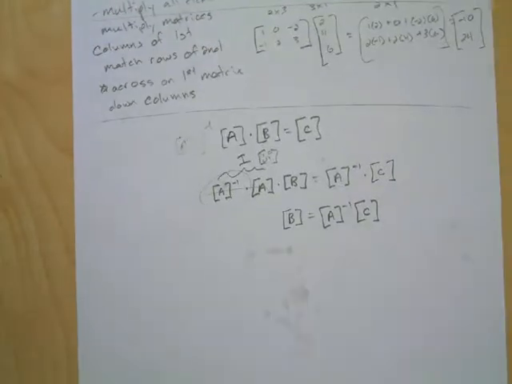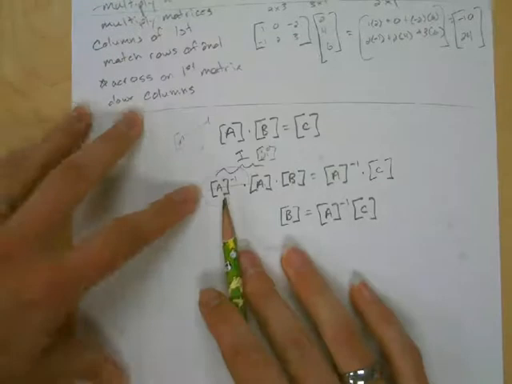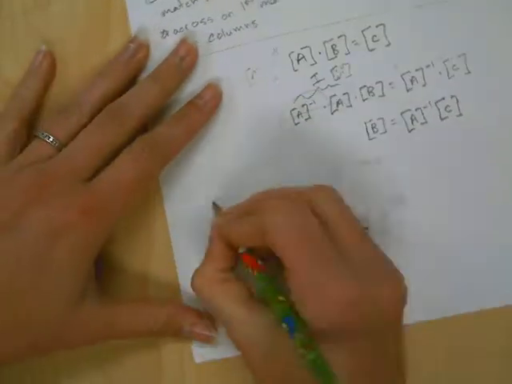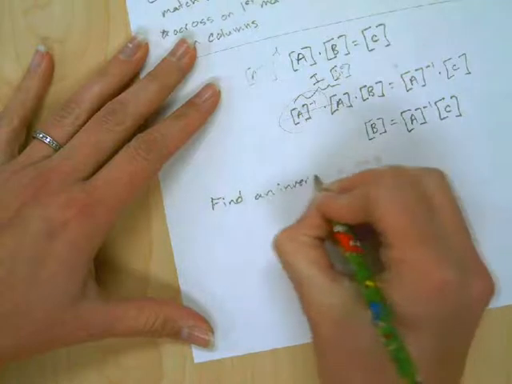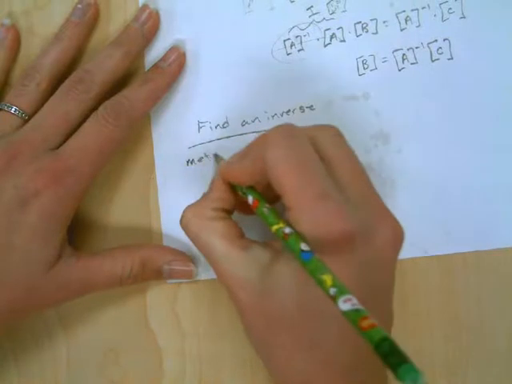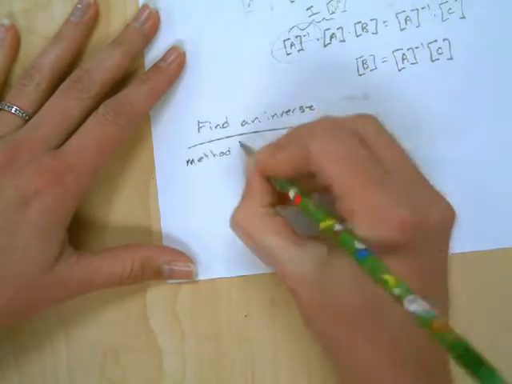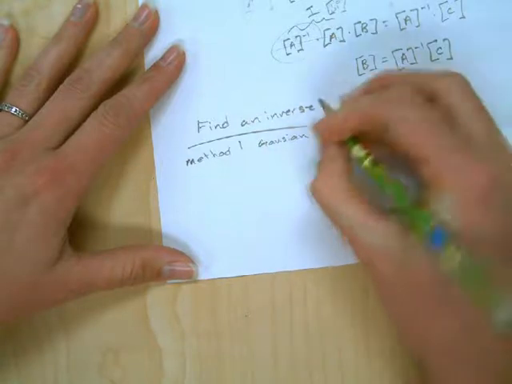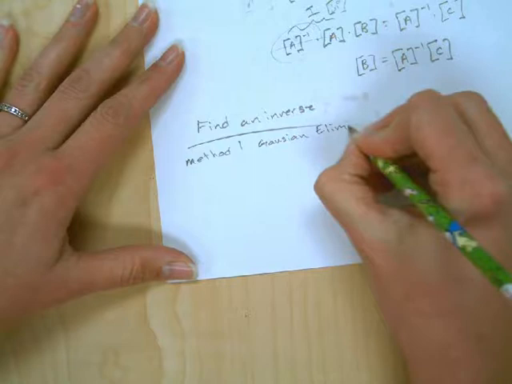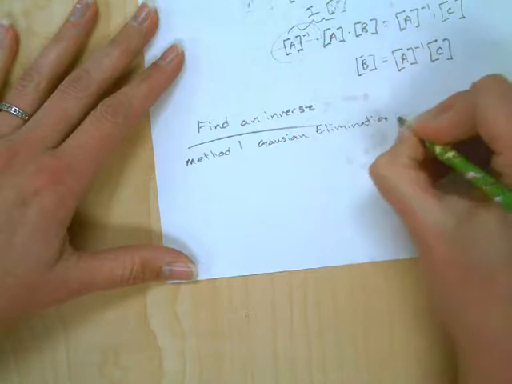So one thing that they ask of us is to find an inverse. So we've got to be able to find an inverse, and they give us multiple methods. So let's say I want to find an inverse. Finding an inverse, there's multiple methods. Method 1, you can just do the Gaussian elimination with the identity.